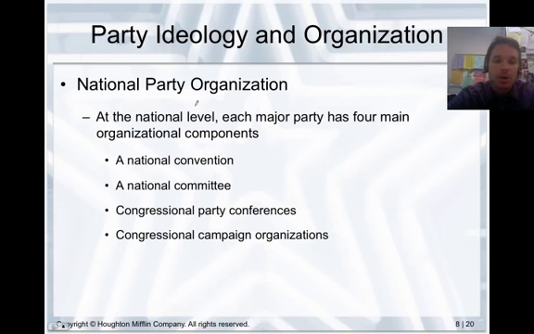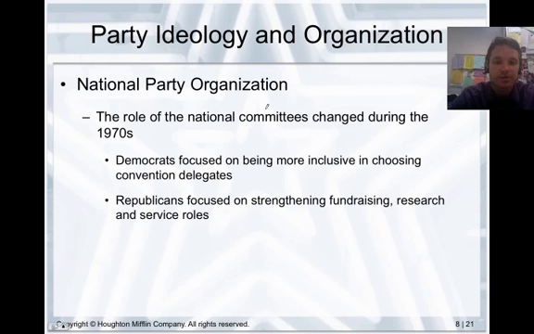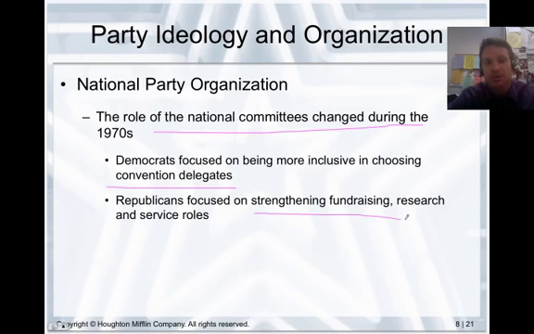The party can be organized at the national level, and so, for example, there's a national committee, there's a national convention, they have congressional party conferences, they have congressional campaign organizations, and so it's the idea of supporting the party at the national level, and then some of this help can trickle down to the state level and help out. The role of the national committees has changed, though. The Democrats were trying to be more inclusive in choosing convention delegates, and the Republicans were focusing on strengthening fundraising. And so in the 1970s, they were trying to reinvent themselves.